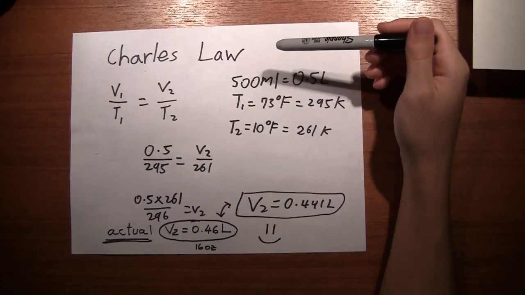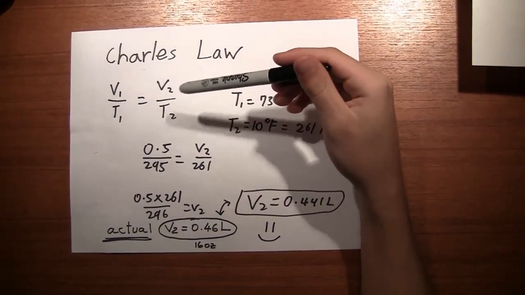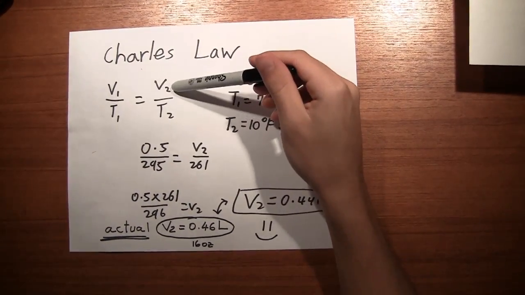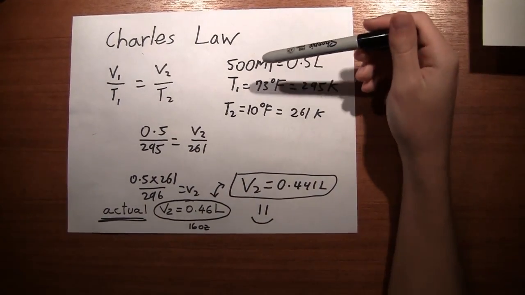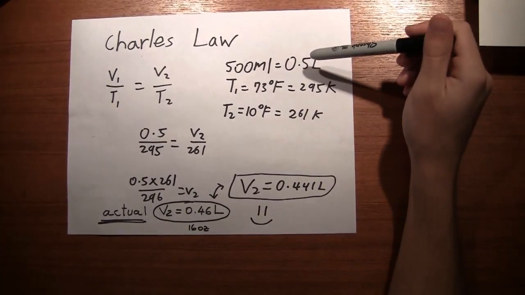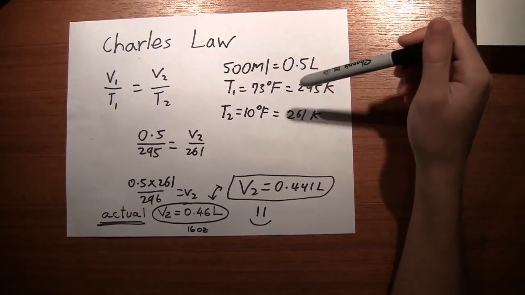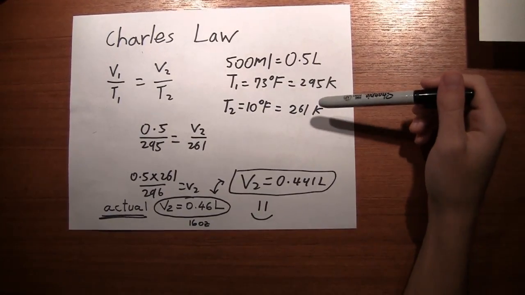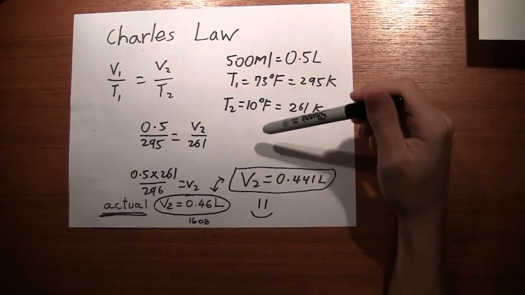Alright, this is Charles' Law, which states that as volume decreases, temperature also decreases. This is the formula for Charles' Law, which has V1 over T1 equals V2 over T2. V2 is what we are trying to find in our experiment. In our experiment, we started with a 500 milliliter bottle, which converts to 0.5 liters. The starting temperature was 73 degrees Fahrenheit, which converts to 295 degrees Kelvin. The end temperature was 10 degrees Fahrenheit, which converts to 261 degrees Kelvin, and we were trying to find the end volume.